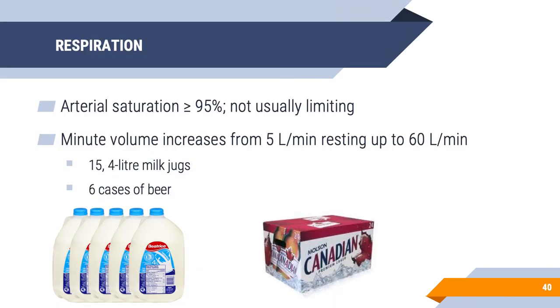So thinking about respiration, our arterial saturation, so when we bring oxygen into the body, it's not usually limiting, greater than 95% in most cases. And our ability to adapt and increase our respiratory rate in response to exercise stimuli is pretty dramatic, in the sense that the minute volume of air that we're bringing in can increase from 5 liters per minute at rest up to 60 liters per minute in response to heavy exercise, meaning either 15 4-liter jugs of milk or even 6 cases of beer. These are equal volumes that we're talking about, 60 liters per minute.